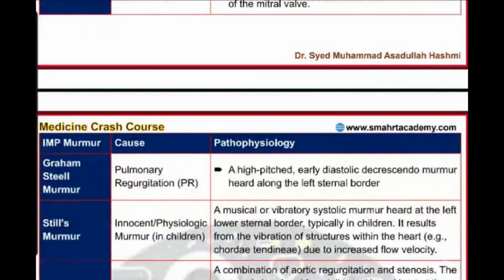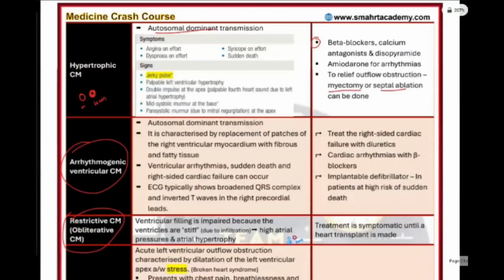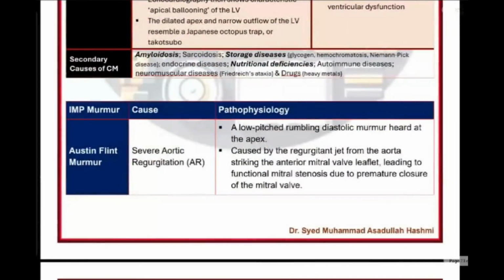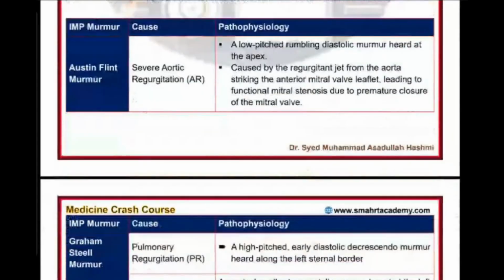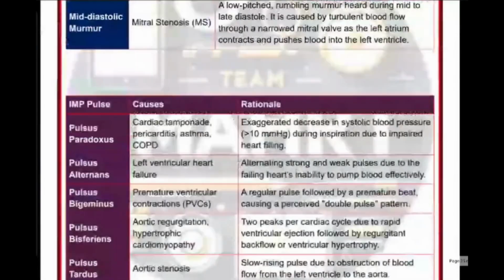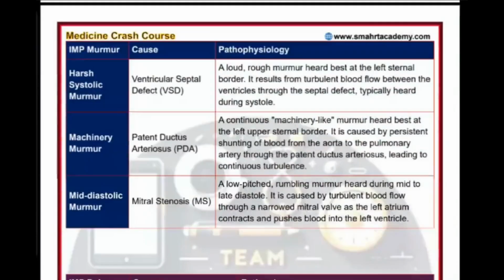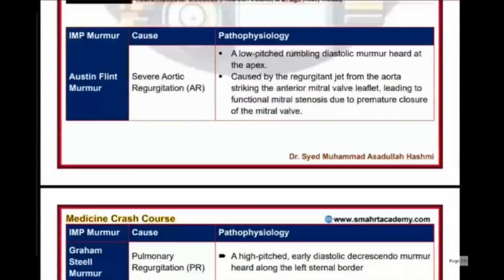So almost we have completed CVS. This is just for further reading: named murmurs, where they are seen, and some named pulses as well. What are they asking about pulsus paradoxus? It is seen in cardiac tamponade, where there is a decrease in SBP due to impaired heart filling. Okay, it will be shared with you.